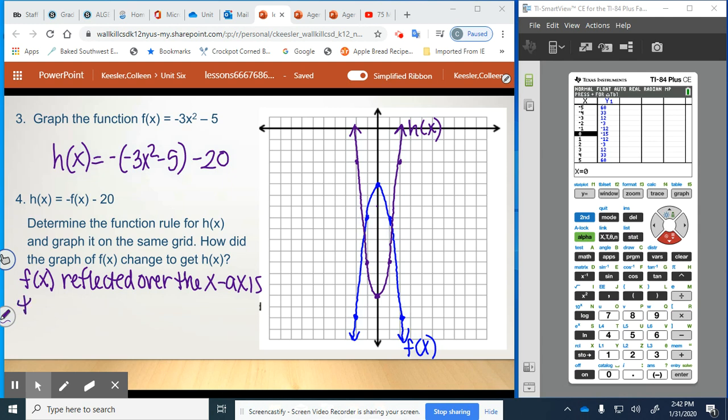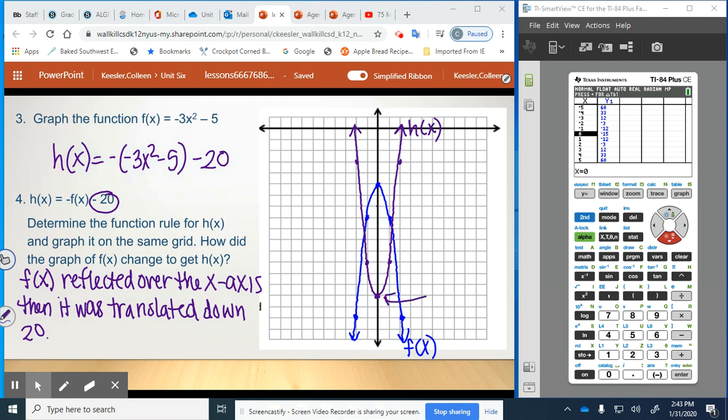And then it was translated, and we know it has to be a vertical translation because this is outside of the parentheses, and it's minus 20, so it should be down 20. Now, some kids want to count directly from the top of my blue to the bottom of my purple, but that wouldn't make sense. But if you think about that blue one being flipped up over the x-axis, that would be at positive 5. And then positive 5 minus 20 would bring me down to my new vertex at negative 15.